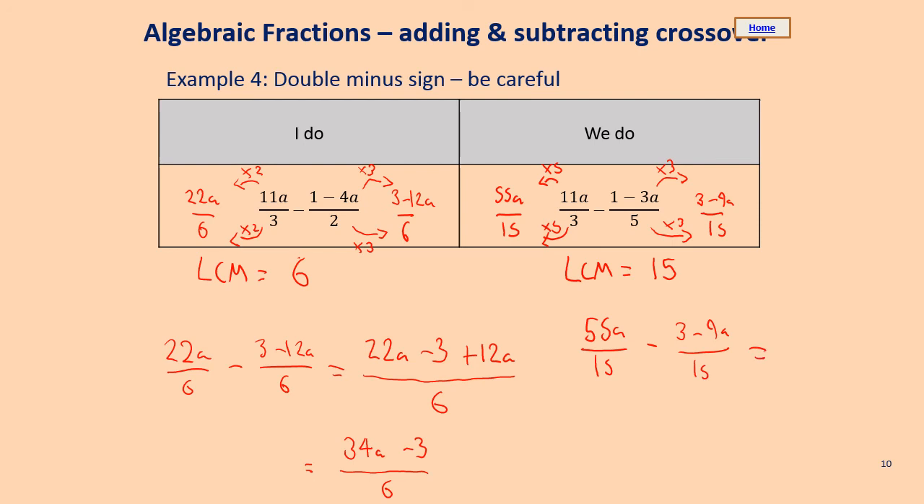And writing this as one fraction gives me 55a minus 3. Remember the double minus sign, minus minus 9a, so it's going to be plus 9a over 15. Now collect the like terms. 55a plus 9a gives 64a minus 3 over 15. Check this can't factorise, which it can't, so this is your final answer. 64a minus 3 over 15.